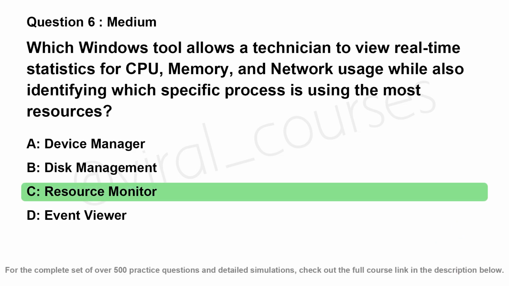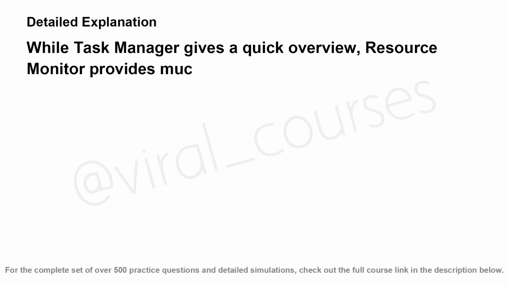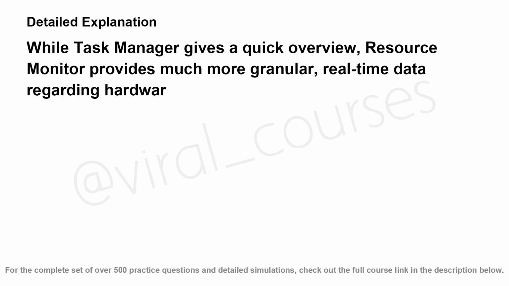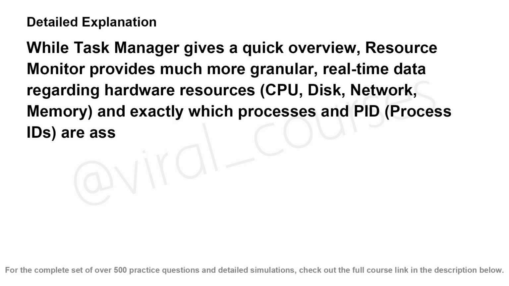The correct answer is C. While Task Manager gives a quick overview, Resource Monitor provides much more granular, real-time data regarding hardware resources, CPU, disk, network, memory, and exactly which processes and PIDs, process IDs, are associated with that usage.